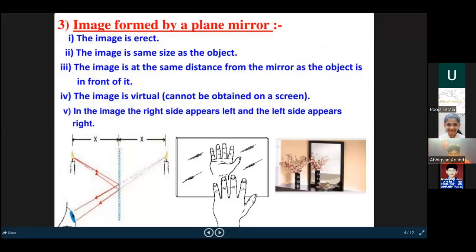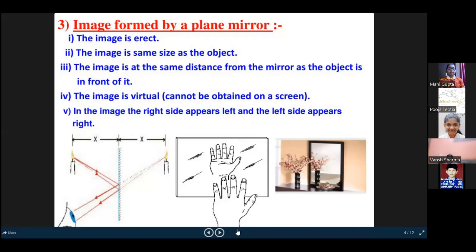Next comes the image formed by the plane mirror. I think everybody knows the image formed by the plane mirror is virtual, erect, same size, same distance, and same height. But you have to explain same distance. What do you mean by same distance? The image is at the same distance from the mirror as the object is in front of it. You need to write down the complete sentence. If you simply write down the same, I am not able to understand what is same. And right appears left, left appears right.